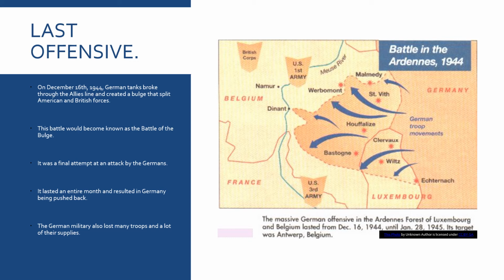You can see that it lasted from, on the picture there, December 16th, my apologies, until January 28th, okay? It lasted an entire month and resulted in Germany being pushed back. So even though the Germans have some success with this, in the long run, it's going to do some damage to Germany. The German military is also going to lose a lot of its troops and a lot of their supplies during this final attack as well.